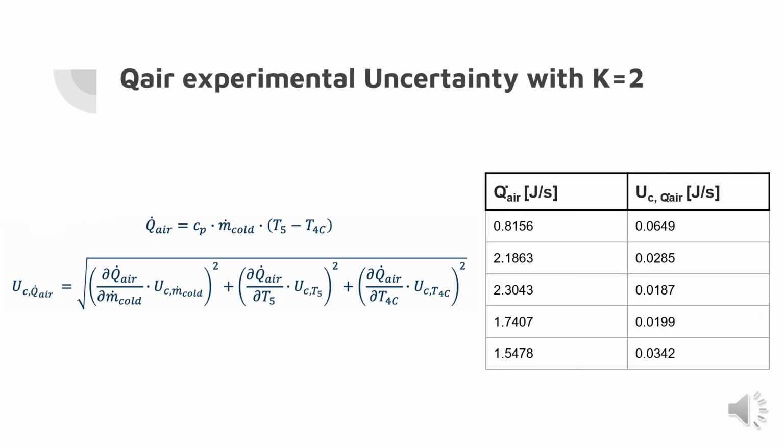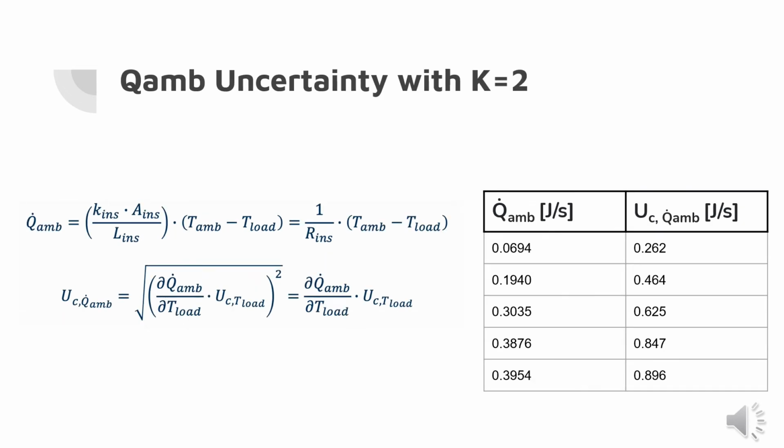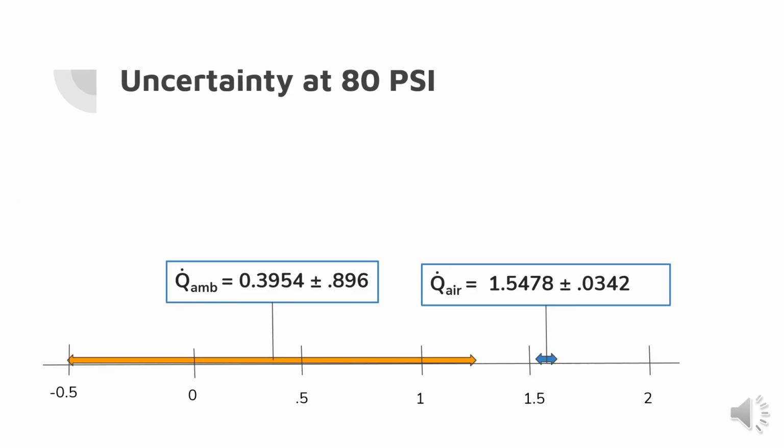These are the calculated combined uncertainty values for the experimental enthalpy rate for each nominal PSI value. Error propagation analysis was used to account for uncertainty from the cold mass flow rate, T5, and T4 cold. These are the calculated combined uncertainties for the heat transfer rate due to ambient heating. At steady state, the heat transfer rates due to air and ambient heating should be the same. These values were calculated using the theoretical R insulation value.